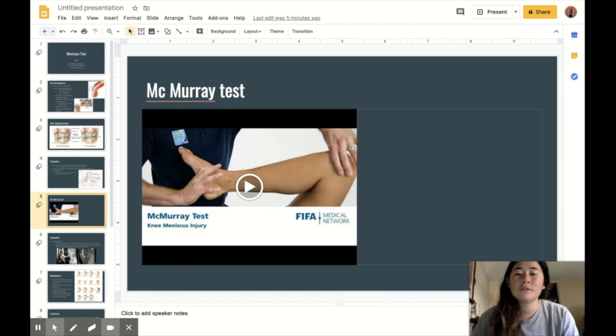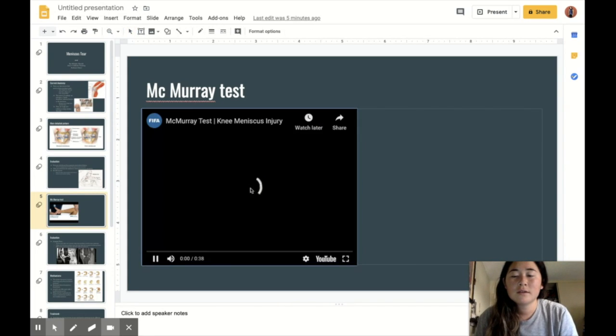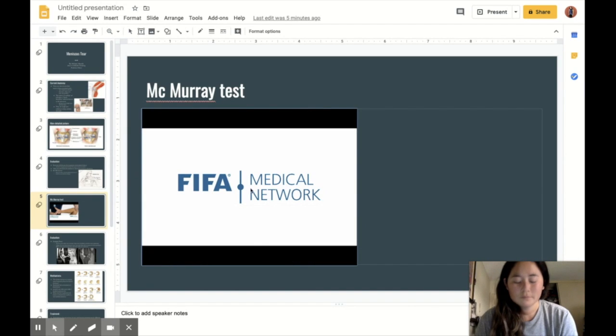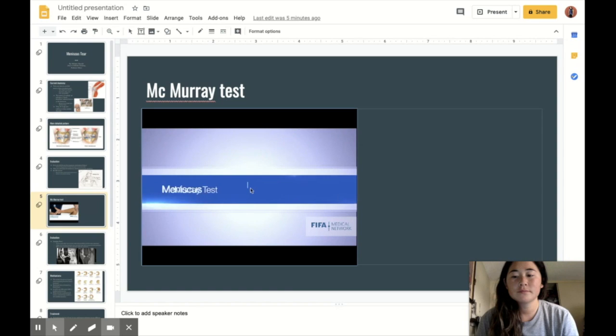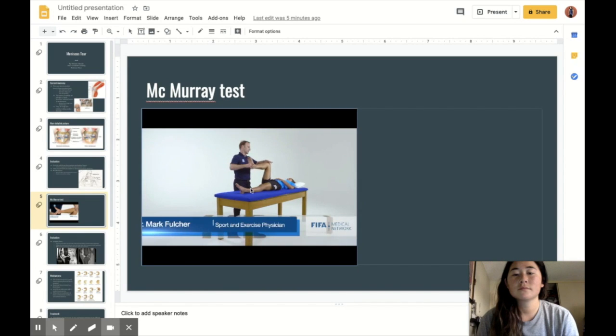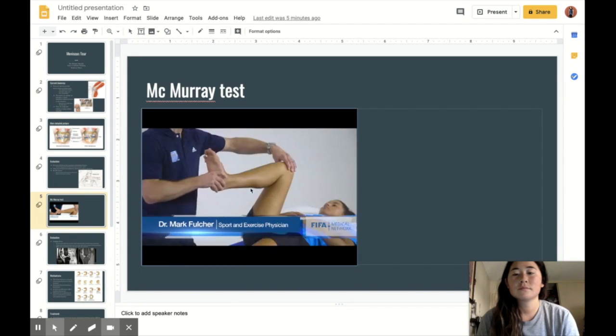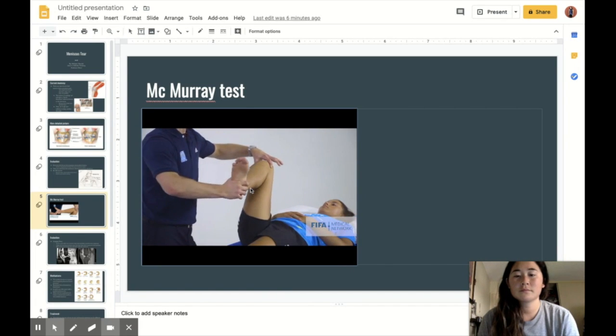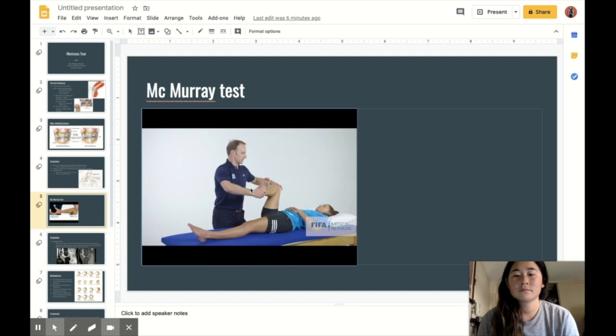Next, I wanted to show a little video of how the McMurray test is actually done. McMurray's test involves full flexion, valgus, and rotation, or full flexion, internal rotation, and a varus force, moving from flexion to extension. So that's McMurray's test.